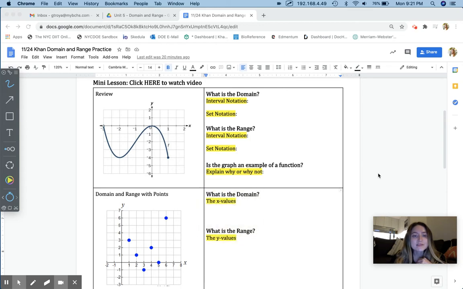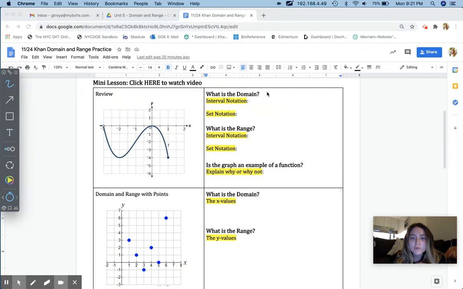Hi guys, so this is domain and range practice. You'll have some Khan Academy practice to do. So I'm going to review one that we've been doing, and then I'm going to show you one that's a little bit different that you might see on Khan Academy today. So the first one to review is this graph right here.